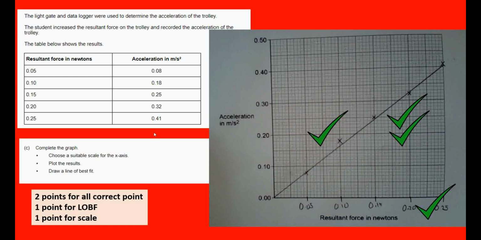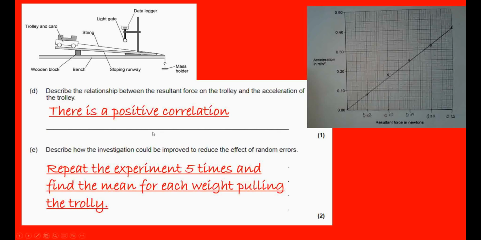Right, moving on. Next question. We need to describe the relationship between the acceleration and the force. So the answer here is there is a positive correlation. Then we need to describe how the investigation could be improved to reduce the effect of random errors. And they've said repeat the experiment 5 times and find the mean for each weight pulling the trolley. So I want you to fix the mistakes that are there, if there are any.